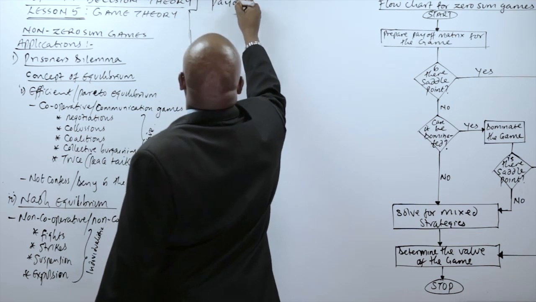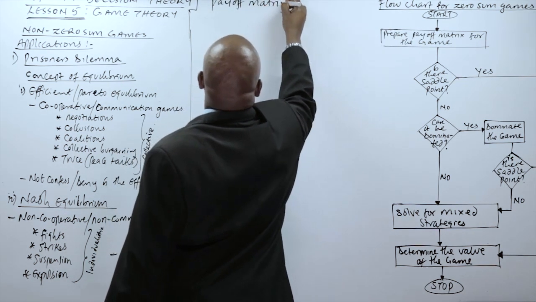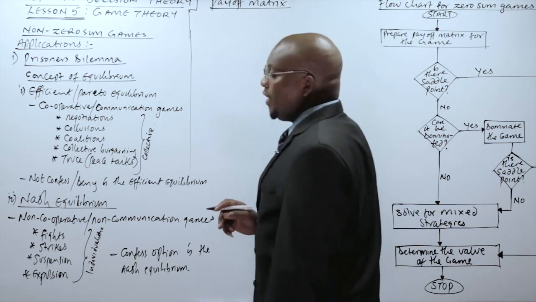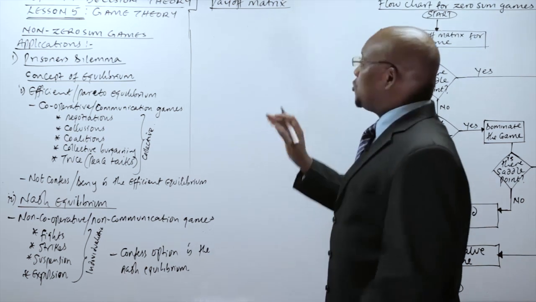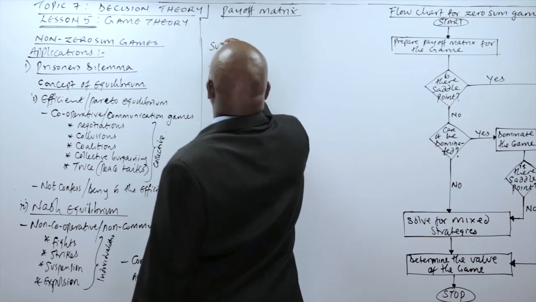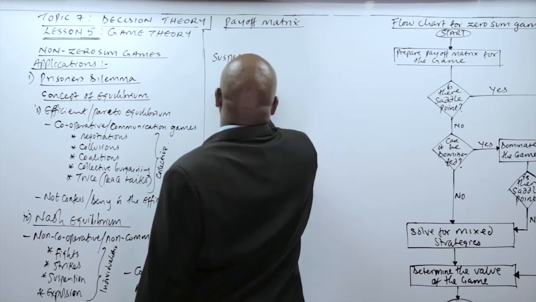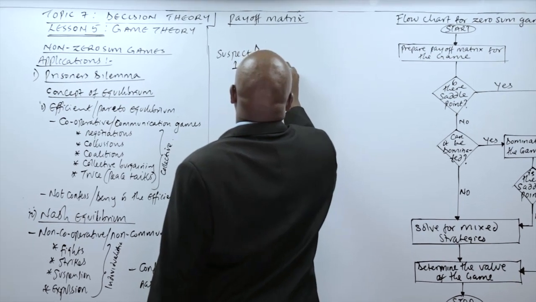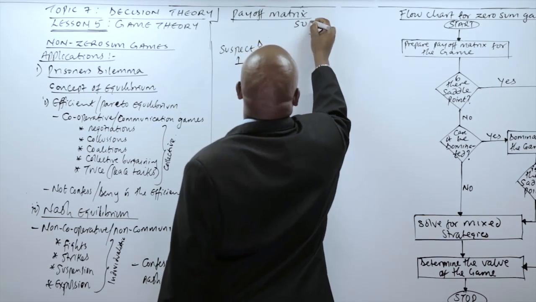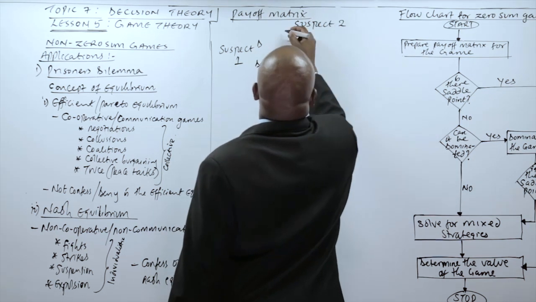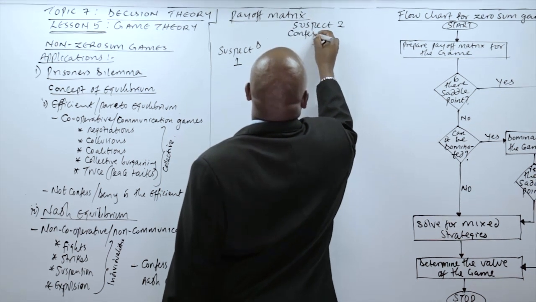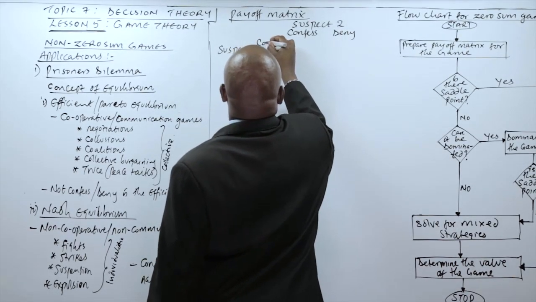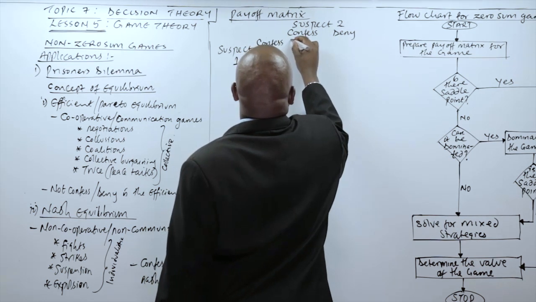So payoff matrix. This is still a two-person game. So always we have suspect 1 on the side, suspect 2 up there. So this is suspect 1 with a confess and deny here. We have suspect 2 with a confess and deny. This is confess and deny.